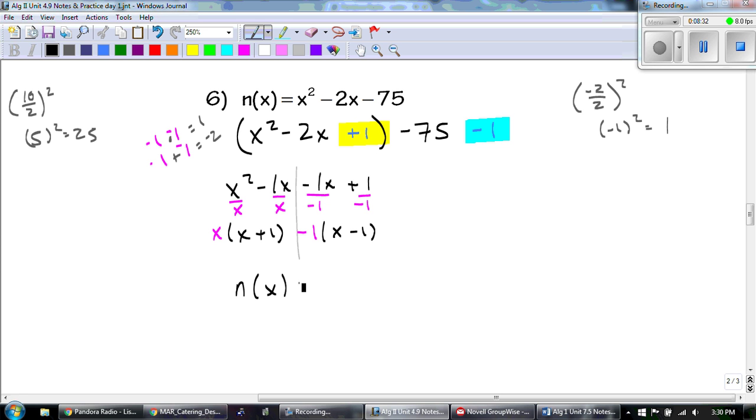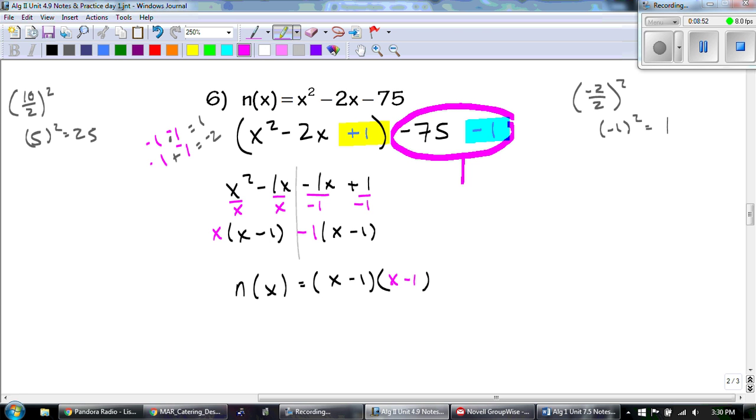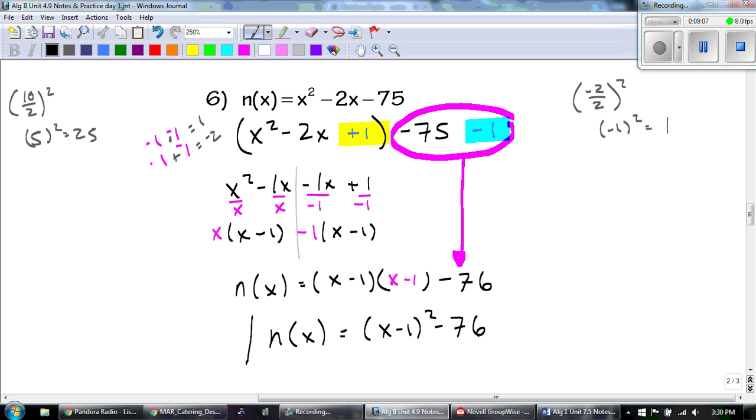So we have n of x equaling, I'm sorry, that's where I made the mistake. That should have been a negative. x minus 1 times x minus 1, and then negative 75 minus 1 gives us negative 76. Okay? So our final answer, n of x equals x minus 1 squared minus 76.